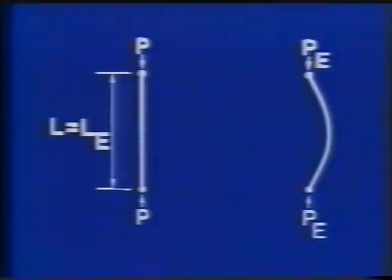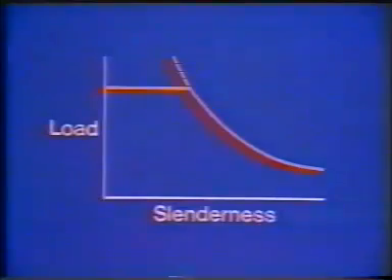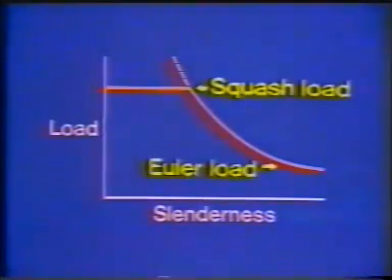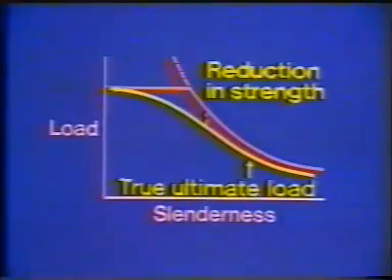If the column is theoretically perfect, it will fail by buckling at the elastic critical load known as the Euler load. The Euler load is related to the column dimensions and material property as indicated by this equation. The limits of squash and Euler load provide an upper bound to the strength of a perfect column. The effect of imperfections and residual stresses reduces the true collapse load of the column below the upper bound.